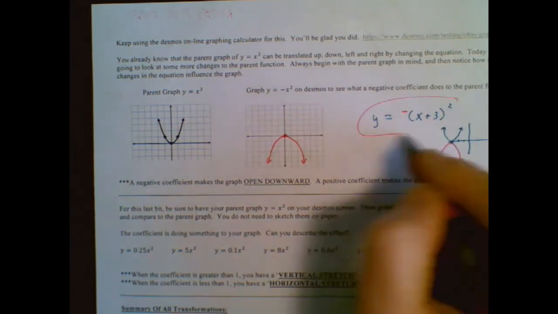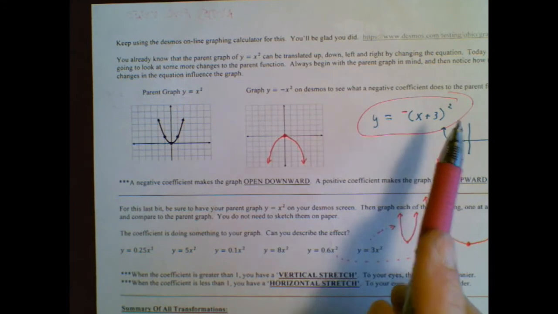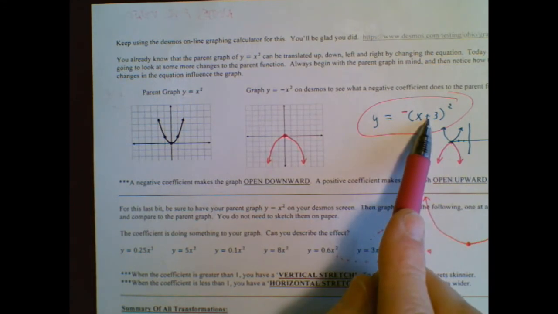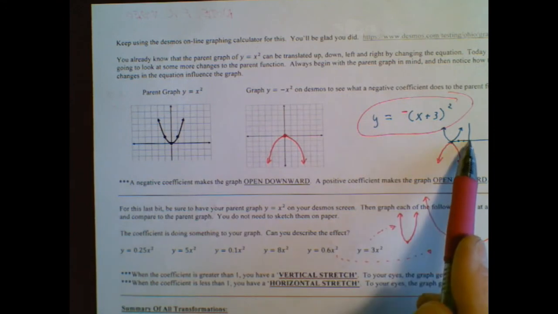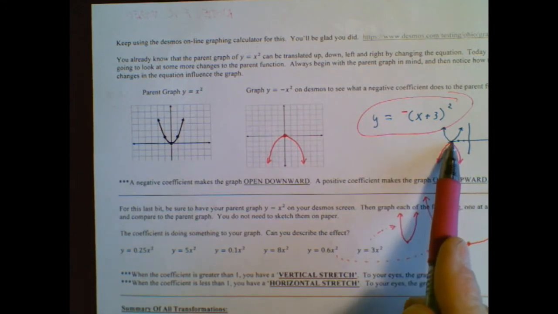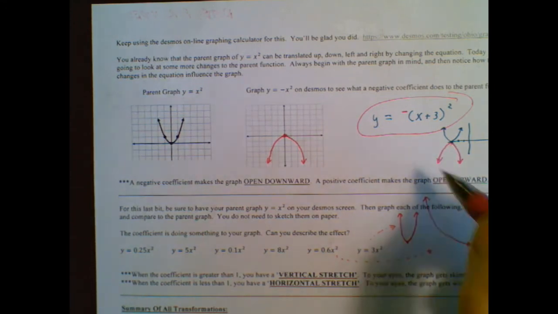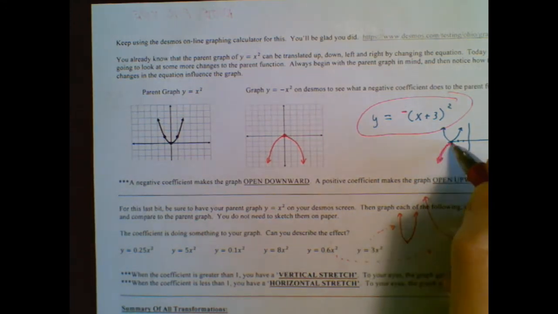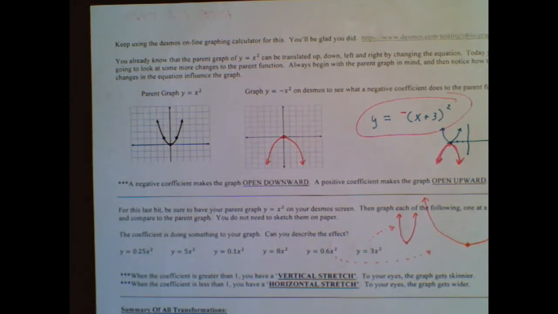So remember, I can always now start looking right at an equation, and I don't even have to go through the t-chart process. I just say, from my parent graph, I move 3 units to the left, and I reflect it about the x-axis. Beep, beep, beep, 3 units left, and then make it open downward. Sometimes we will call this opening downward, whereas this might be called opening upward.